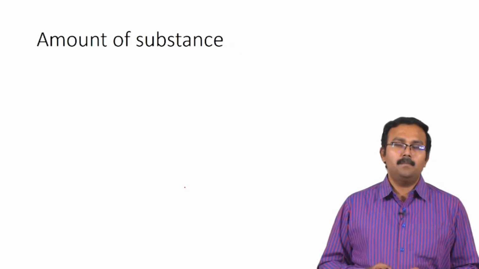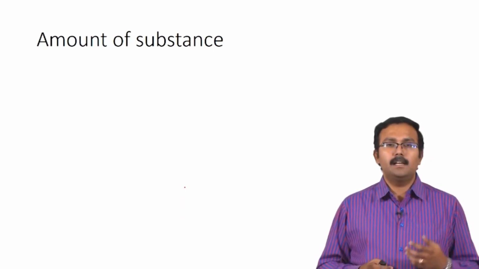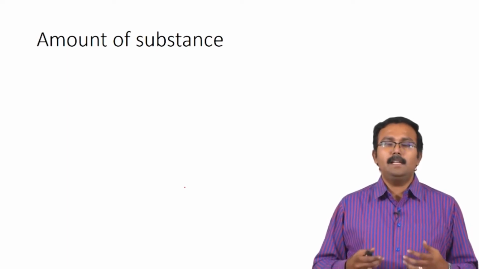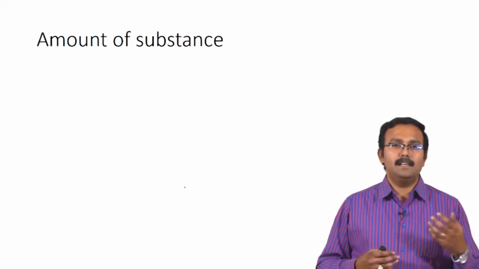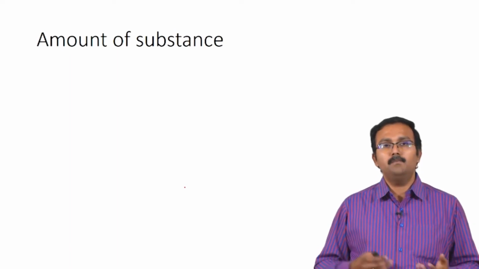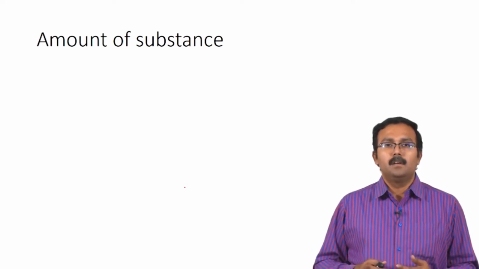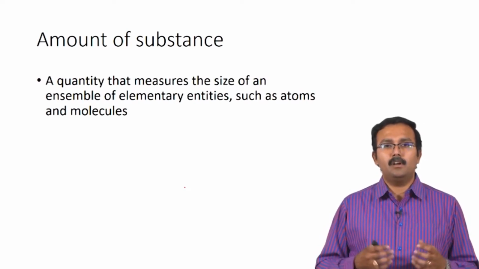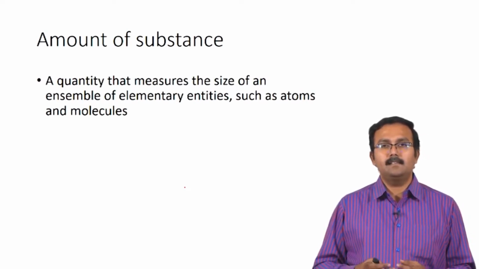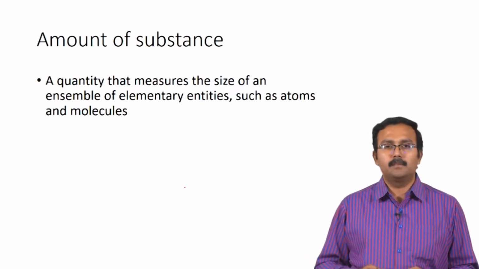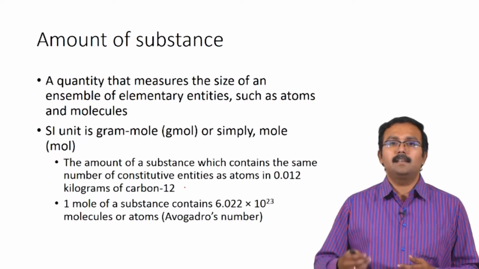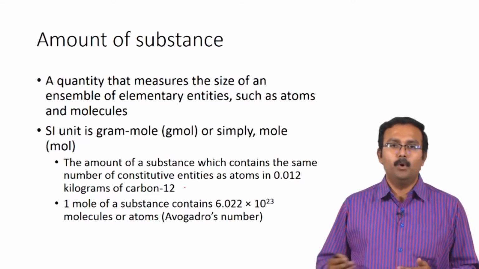Another important term which is commonly used in addition to the mass and volume would be amount of substance. Any material which is coming in could be defined in terms of mass, volume or amount of substance. Amount of substance is a quantity that measures the size of an ensemble of elementary entities such as atoms or molecules. SI unit for such amount of substance is gram moles, or simply written as moles.